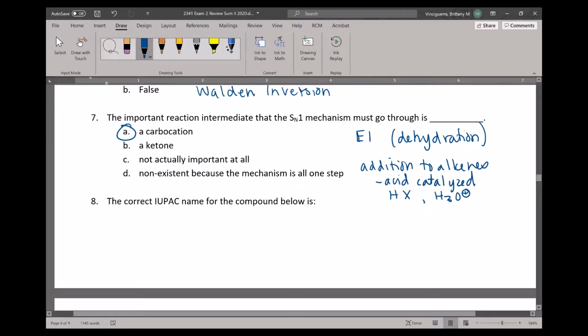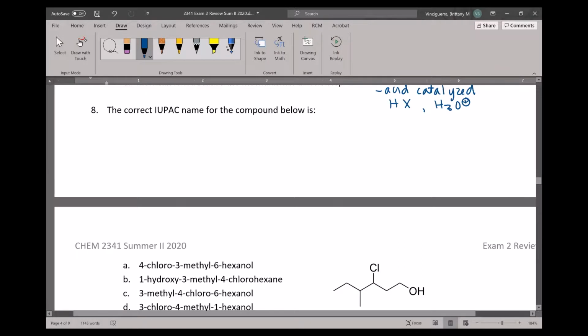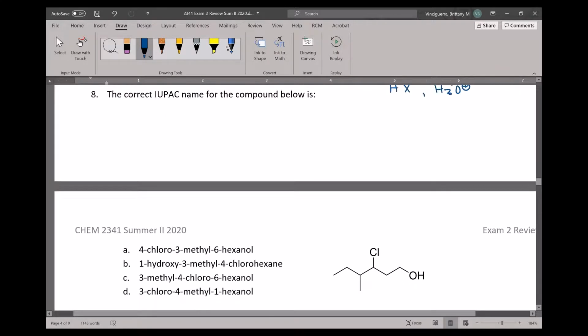Okay, the correct IUPAC name for the compound below is, what is the longest carbon chain that we see? 6. I didn't do it in this one. All of these have hex in them, but sometimes you can eliminate options just by identifying the longest carbon chain. And then do we number from the left or the right? From the right.